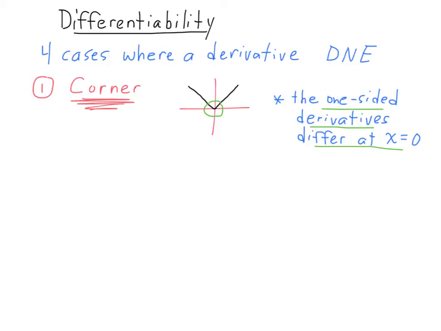So to write this out using some notation, we can say that the limit of our derivative as x approaches 0 from the left, that's what we call the left hand derivative. Okay, let's suppose we are talking about the absolute value function.